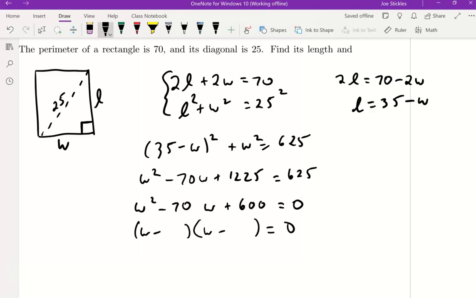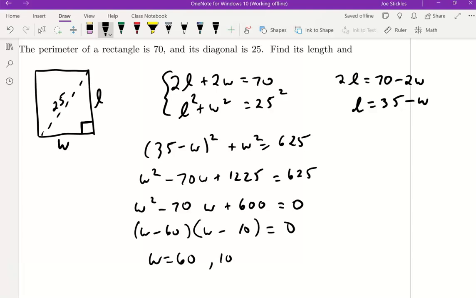I think the two most obvious numbers that multiply together to give you 600 are 60 and 10. At least looking at that, it seems like those would be the two most obvious things to multiply together to give you 600, and that happens to give you the minus 70 in the middle, doesn't it? That's kind of nice. So this tells me that W is 60 or W is 10. You okay so far with that? I know it's a little bit bigger, but not too bad.